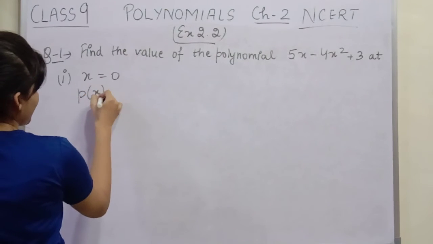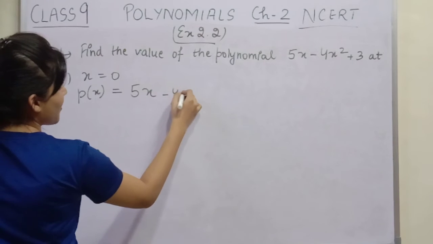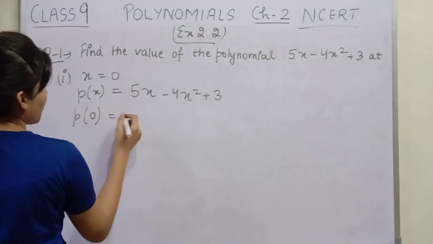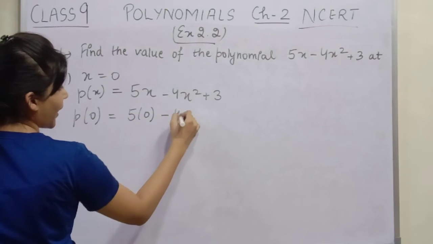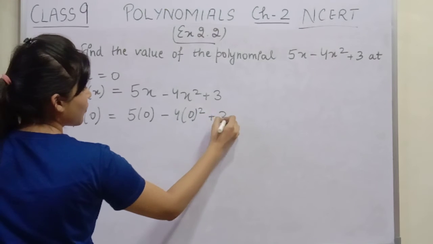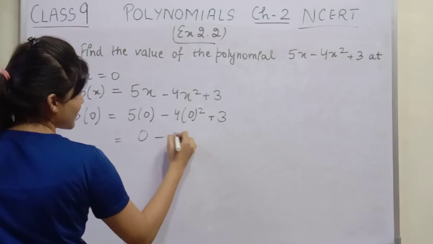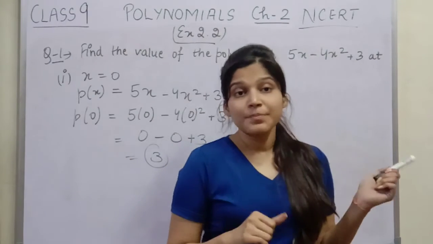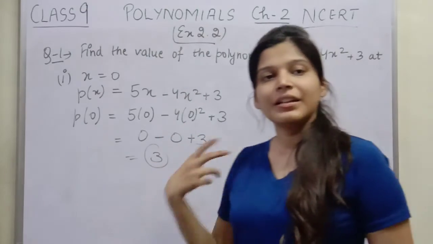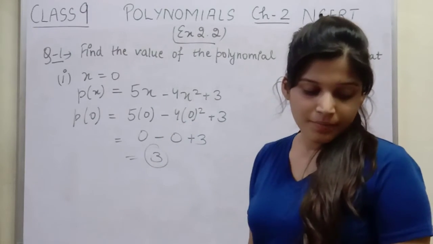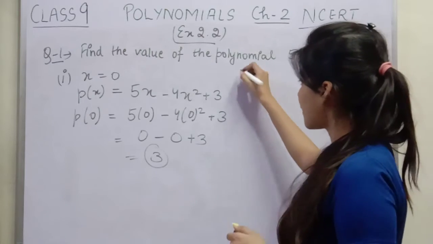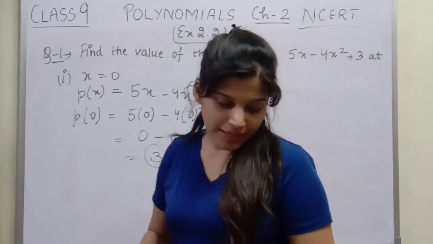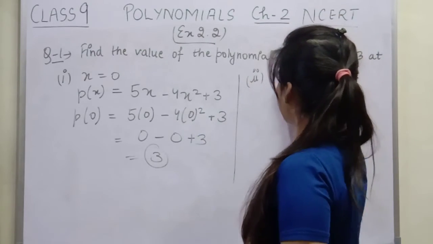So let's write p(x) equals 5x minus 4x square plus 3, putting the value of x as 0. So 5 into 0 is 0, minus 4 into 0 square, again 0, plus 3. So 0 minus 0 plus 3, which is 3. So we got the value of this polynomial at x equals 0, that is 3. Very easy question. I don't think you even need me here. You can solve this yourself. So this is the second part now: at x equals minus 1.